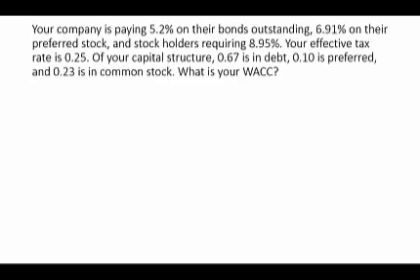Okay, this first question, we are looking at computing what our WACC is, the weighted average cost of capital. Now, you will recall the way that we do this is that we assess our weights. So we have a weight on debt, we have a weight on preferred stock, and then we also have a weight on common stock. Now, we also want to assess the rate that we are paying on debt, the rate we're paying on preferred stock, and the rate we're paying on common stock.